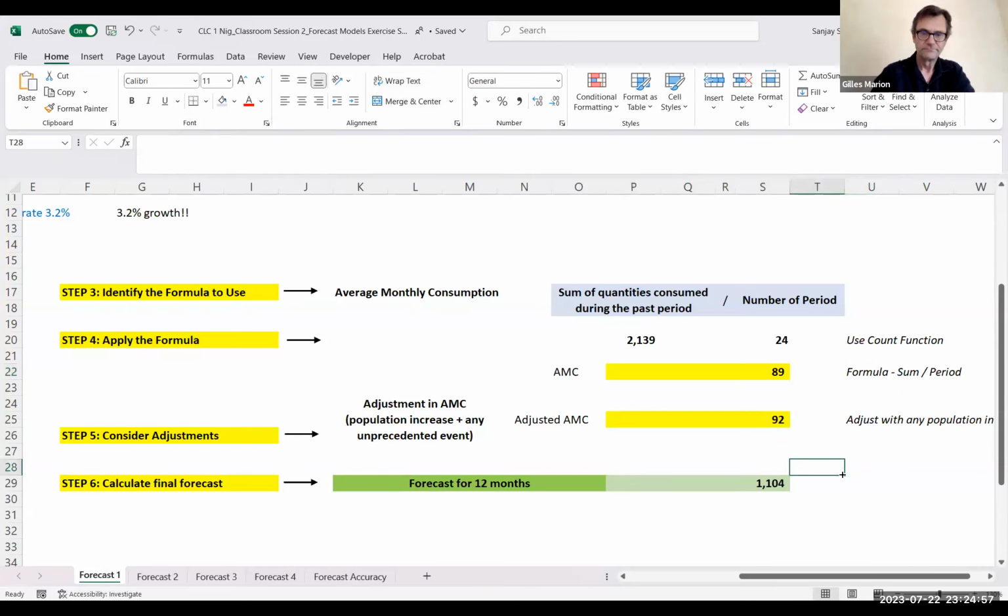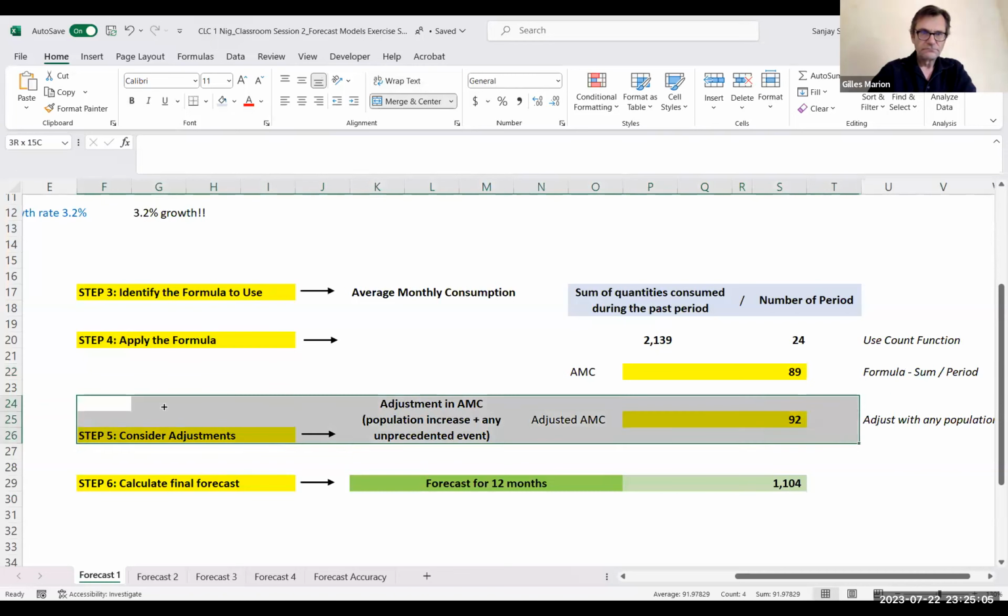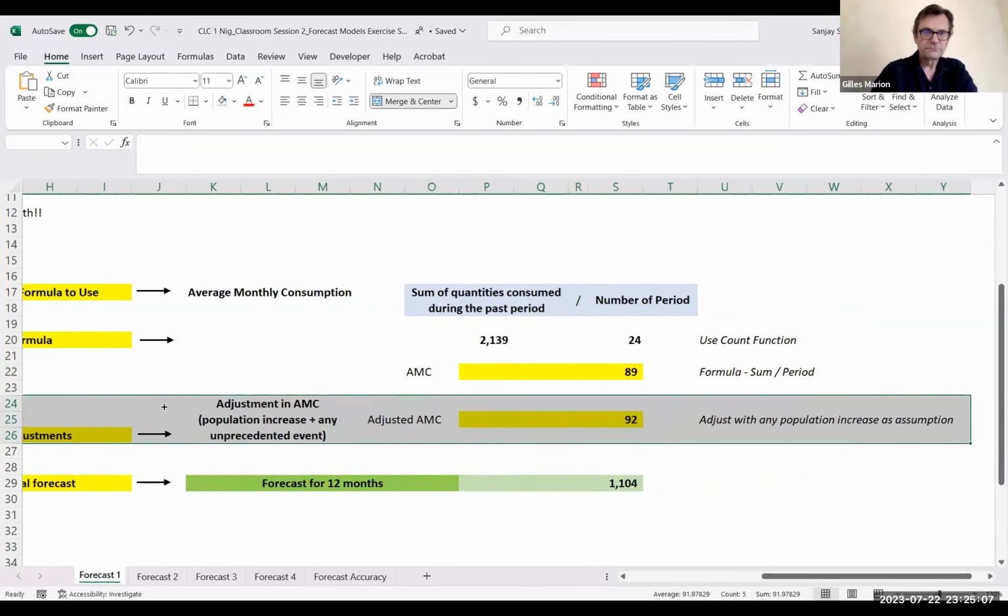Also one more, just in addition to what Gilles said. This is just an assumption which has been taken in step number 5. This is an assumption to just say that there is a probability that more people will need this medicine in the next period. Now, assumptions can be anything. So this is a hypothetical scenario where the growth rate has been used as the assumption. There can be different types of assumptions in your forecasting exercise.